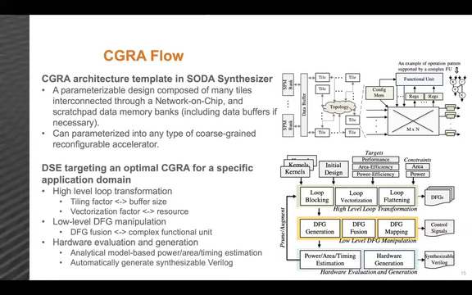In addition to that, we are building a design space exploration engine, which takes into account application domain information for optimization. For example, we can tune the tiling and the vectorization factors based on high-level loop transformations. At a lower level, we can do optimizations on the dataflow graphs, for example, dataflow graph fusion to collapse smaller units into complex functional units. Finally, for evaluating the hardware and the generation process, we have an analytical model for estimating power, area, and timing. But of course, we are still able to generate synthesizable designs from the estimation and evaluation there.